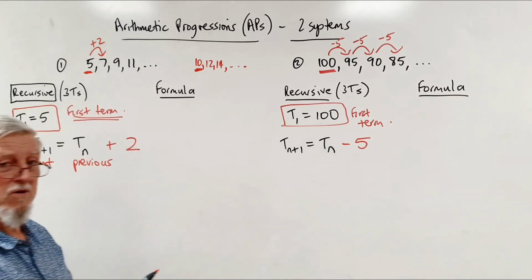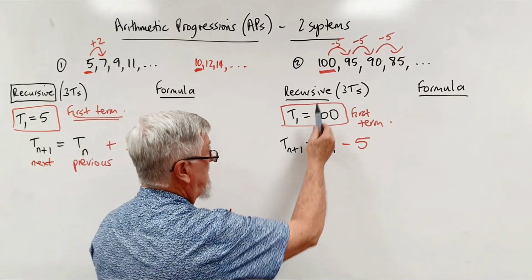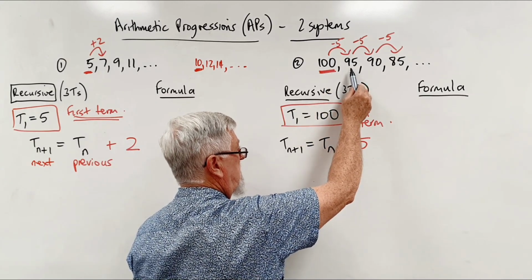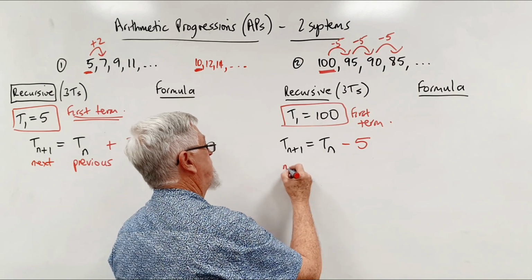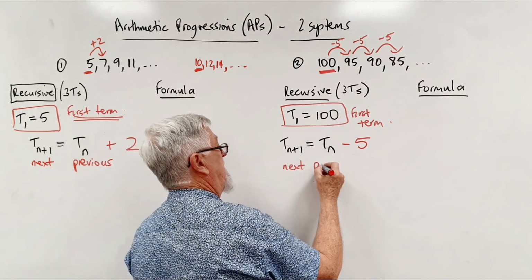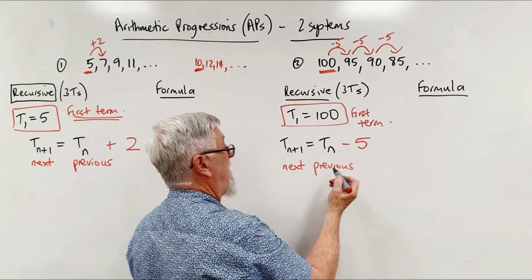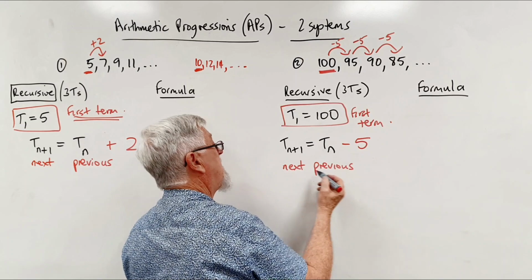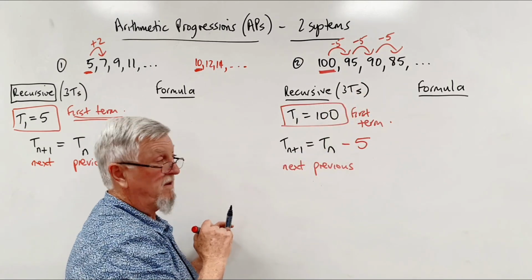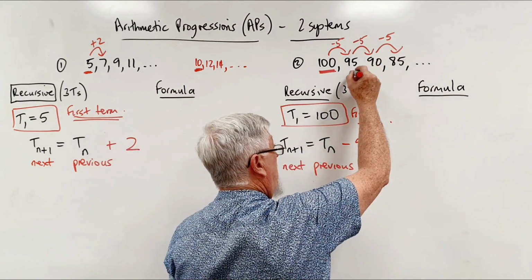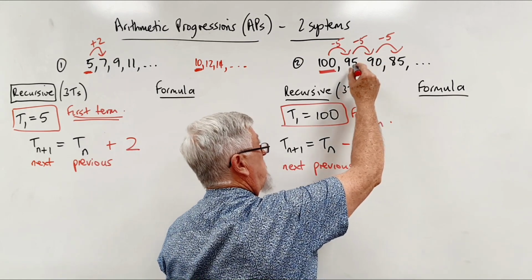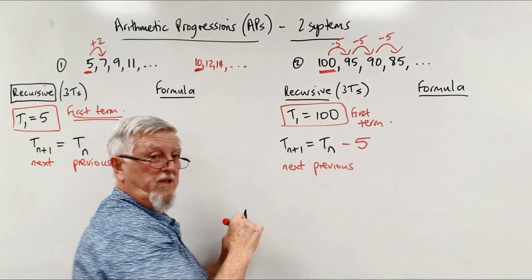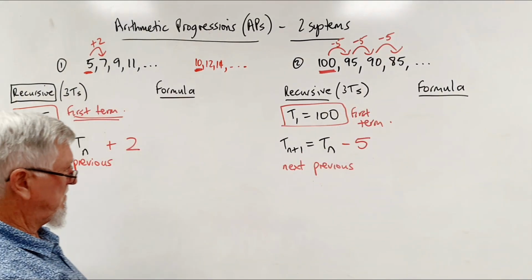Now, that's our recursive. So if I picked any number, for example, let's start with 100 in this case. How did I get 95? To get the next term, you get the previous term. So if your previous term was 100, you subtract 5 from it, you end up with the next term, which is 95. And if you have 95 and you want the next term, you subtract 5 and you get the next term, which is 90. And it's like going around a spiral.